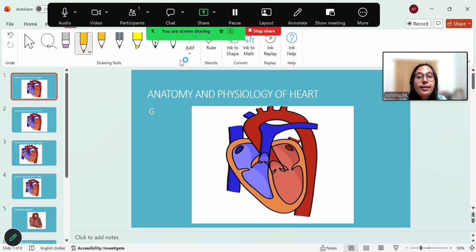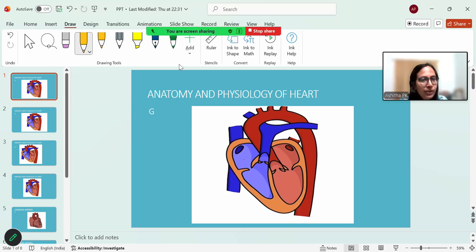We are going to discuss the anatomy and physiology of the heart. This is a basic structure of the heart. The heart has two sides: this one is the left side and this one is the right side.